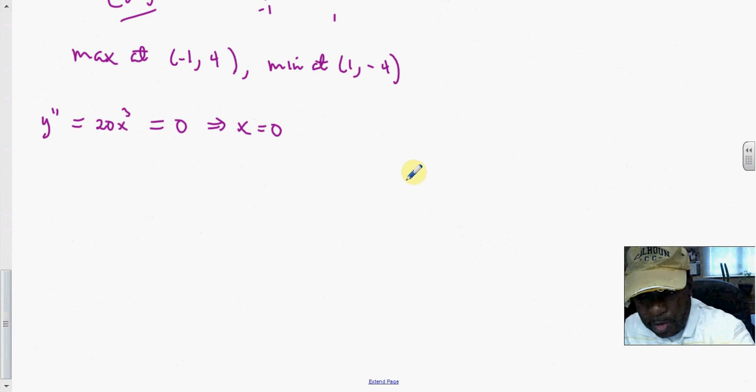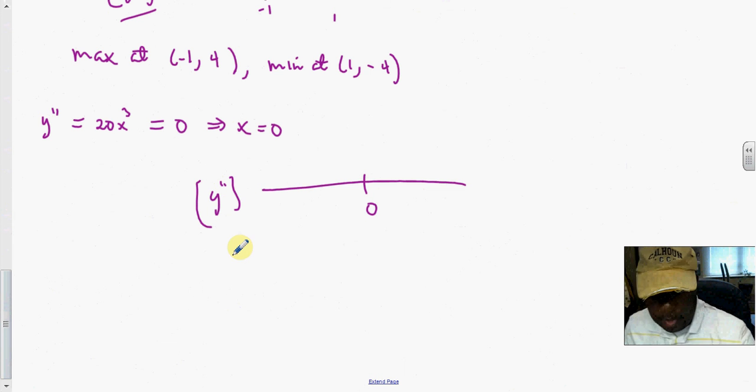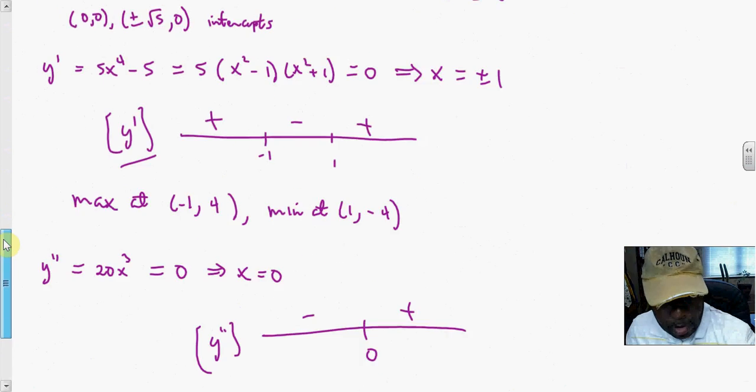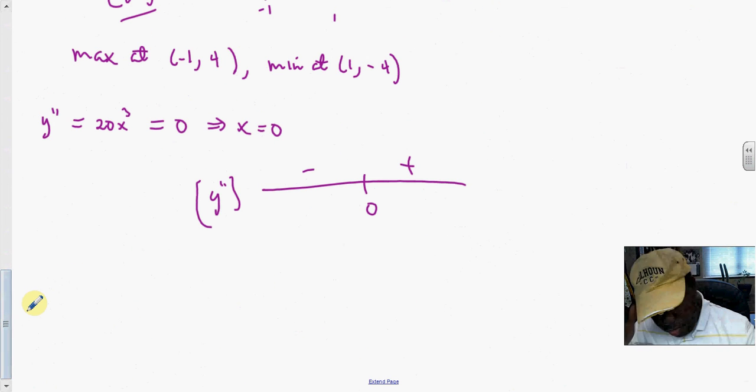So let's partition the number line at 0 and investigate y double prime. Take a number less than 0, plug it there, we get negative. A number bigger than 0, plug it in here, we get positive. So we have a point of inflection at 0, and that'll be 0, 0. Whew, it's an easy one.